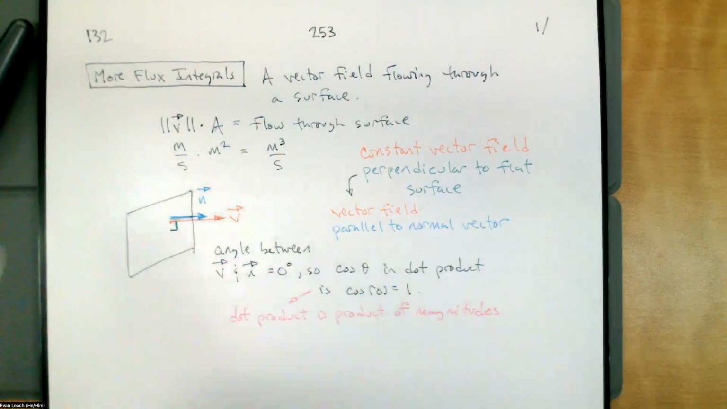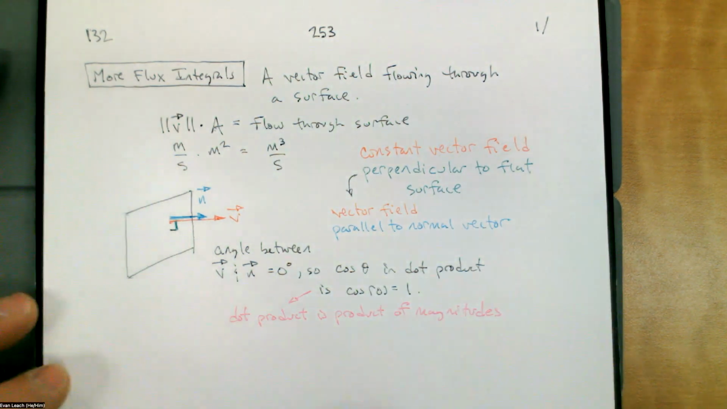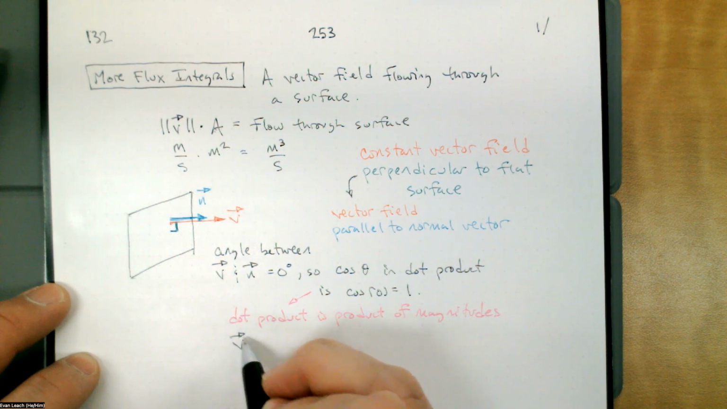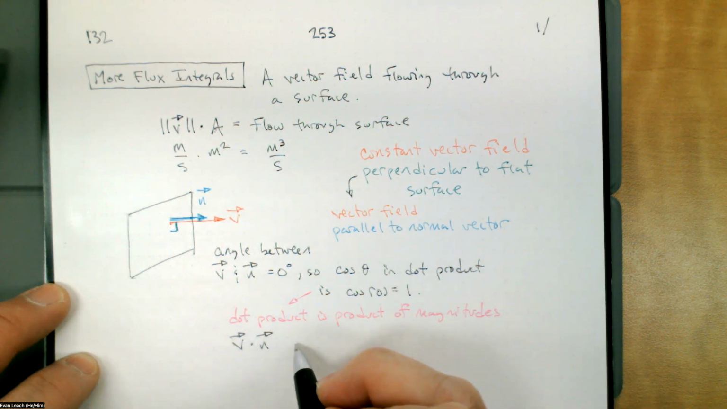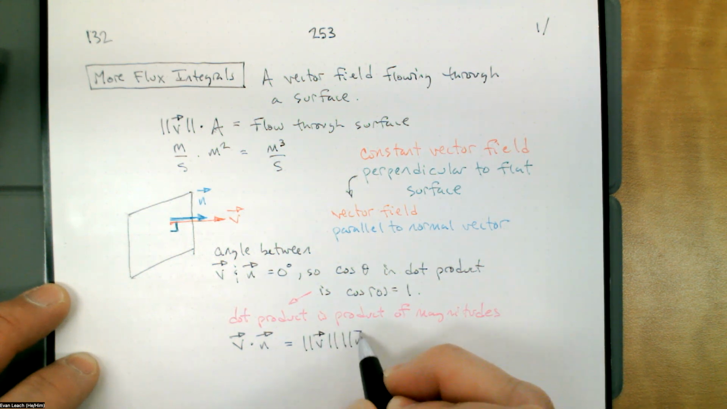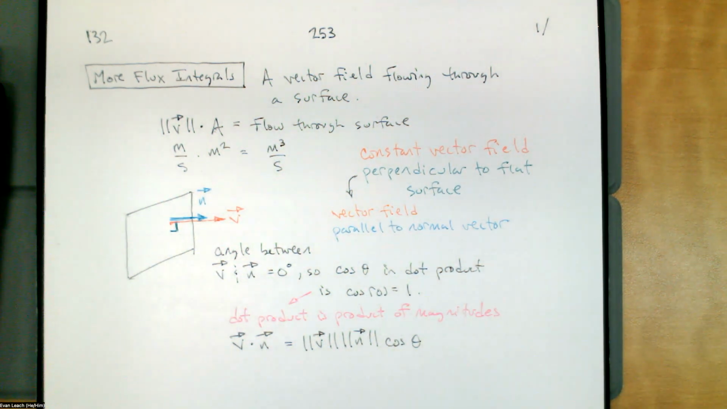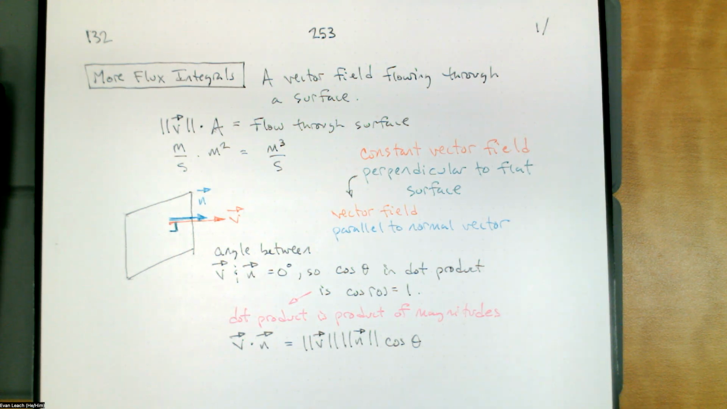Which is the multiplication that we're modeling. So V dot N is the magnitude of V times the magnitude of N times the cosine of the angle between V and N. If the angle between the vector field and normal vector is 0, then the cosine of 0 is 1, and the dot product is just the product of the magnitudes, the meters per second multiplied by the square meters.